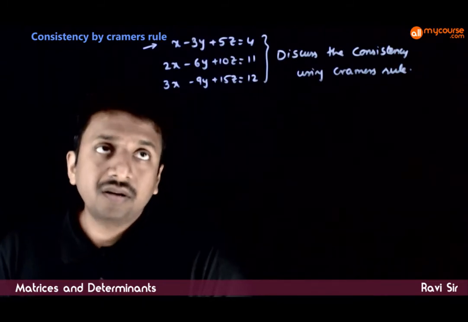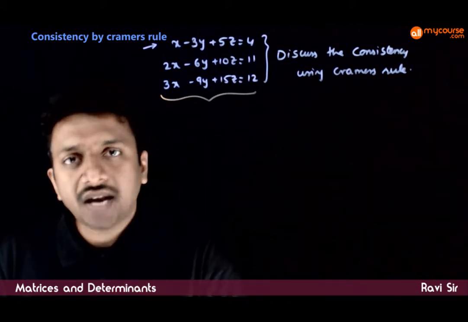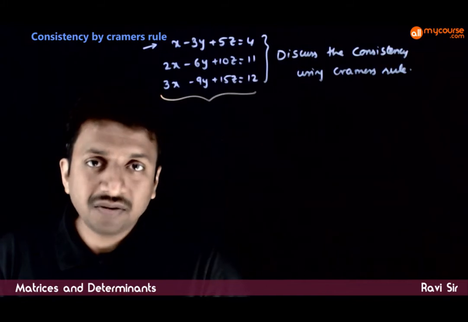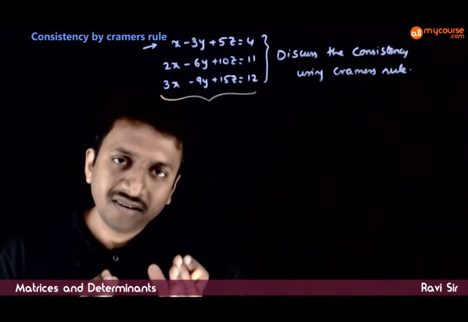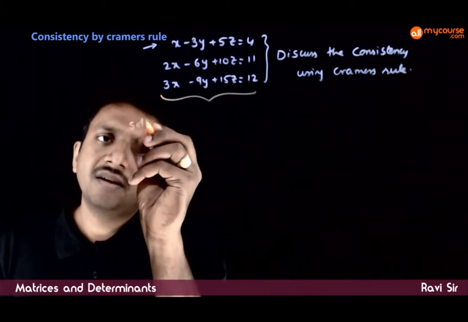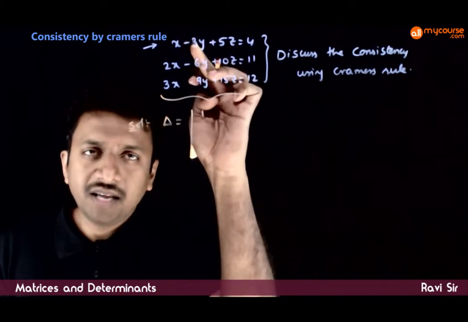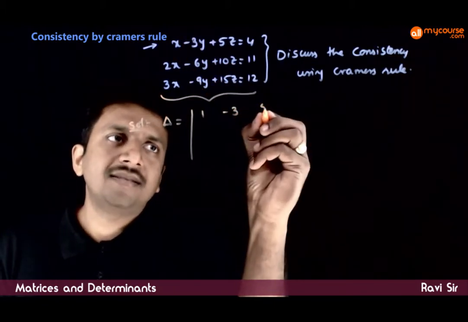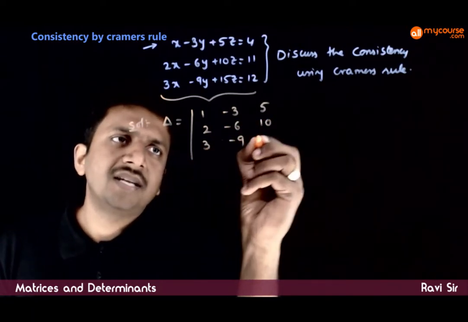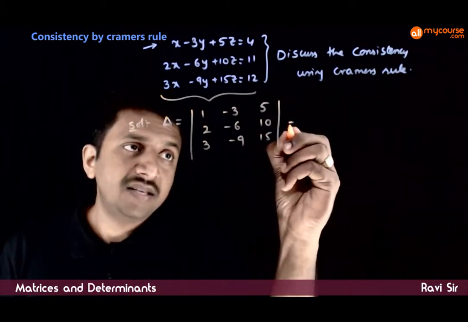In this question, you're given a system of equations. You're asked to discuss the consistency using Cramer's rule. So to discuss the consistency using Cramer's rule, we just need to find delta, delta 1, delta 2 and delta 3. So what is delta? Delta is just the determinant of the coefficient matrix. 1, minus 3, 5, 2, minus 6, 10, 3, minus 9, 15, right? So that is equal to.